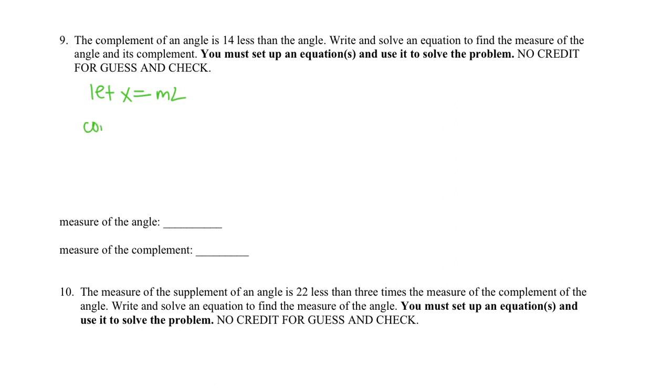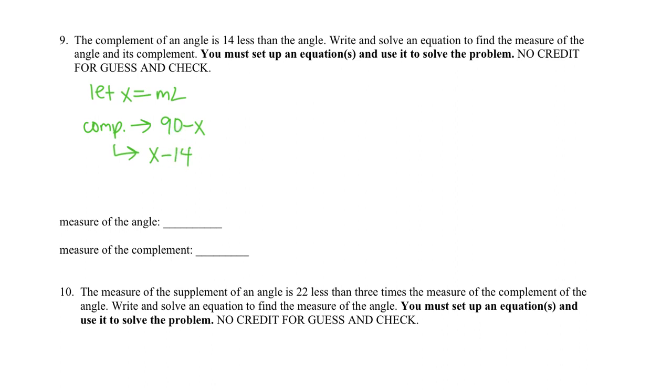But we do know that complements add up to 90. So the complement is going to be 90 minus x. So if you knew x, that measure, you would just do 90 minus x to find the complement. But we also know that another way you can write the complement is 14 less than the angle. So if you took the angle, subtracted 14, you also get the complement.